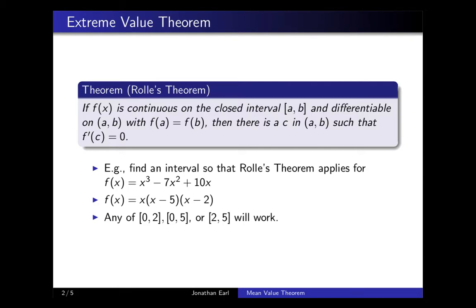So for any of those three intervals, we know that f will be continuous everywhere, so it'll be continuous on whatever closed interval we pick. It'll be differentiable anywhere, so it'll be differentiable on the inside of any interval we pick. And we've now got 2 points where the function evaluates to the same thing at the endpoints. So we're guaranteed to have some point in the middle so that the derivative is 0.